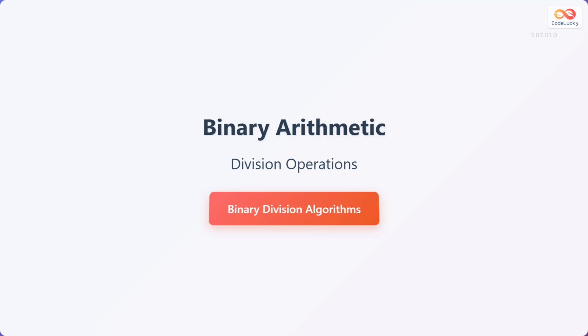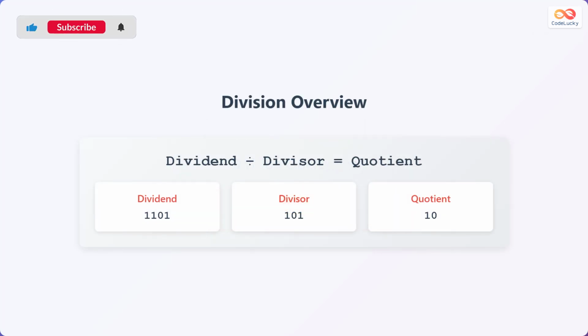Let us learn about binary arithmetic, focusing on division operations. In this module, we will explore binary division algorithms. Let's begin with an overview of division. The basic equation for division is dividend divided by divisor equals quotient. For example, if we have a dividend of 1101 and a divisor of 101, the resulting quotient is 10.